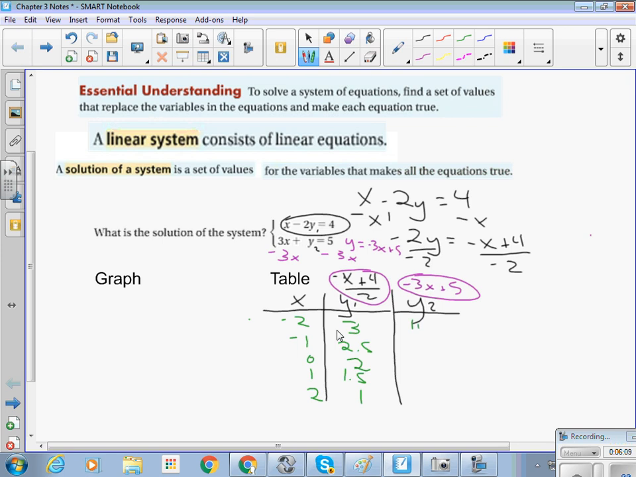So this is definitely not a solution because I want my y's to be the same. Negative 3 times negative 1 is 3, plus 5 is 8. Once again, 2.5 and 8, not the same. For 0, negative 3 times 0 is 0, plus 5 is 5. For 1, negative 3 times 1 is negative 3, plus 5 is 2. And then for 2, negative 3 times 2 is negative 6, and negative 6 plus 5 is negative 1.